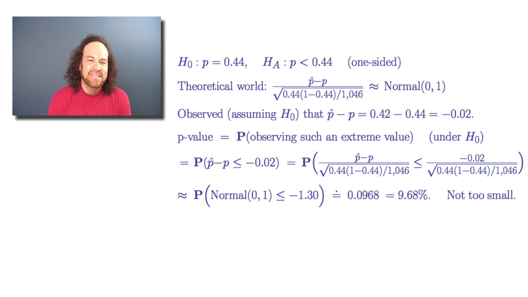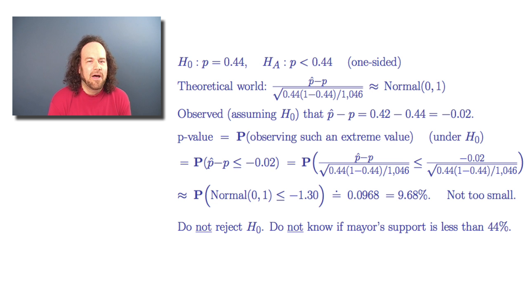Now, that's actually not so unlikely. 1.30 is not such an extreme value, and this probability is about equal to 9.68%. That's not so small. So in this case, it depends on our level of significance, but we probably can't reject the null hypothesis. So we probably say, well, okay, we were sure the mayor's support is less than 50%, but we're not so sure it's less than 44%.